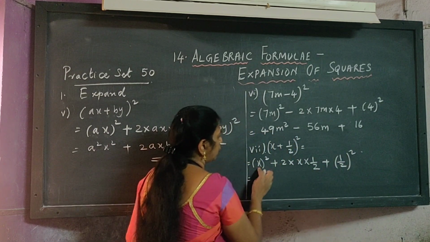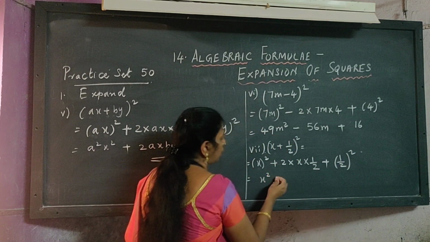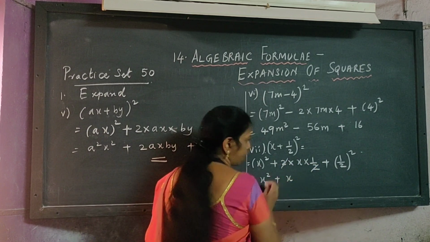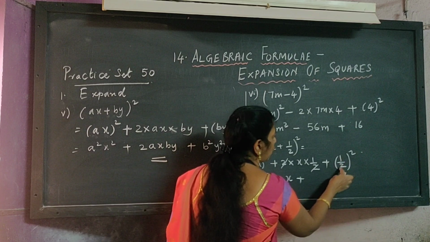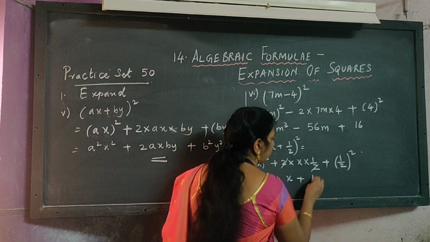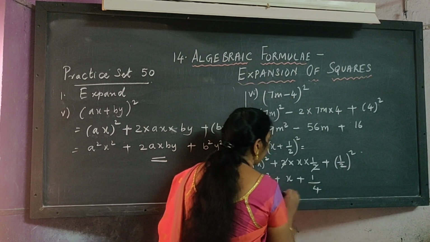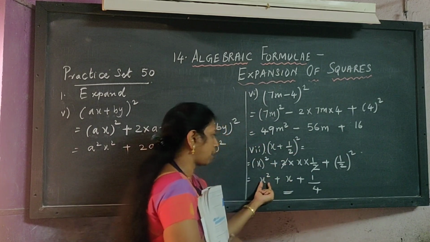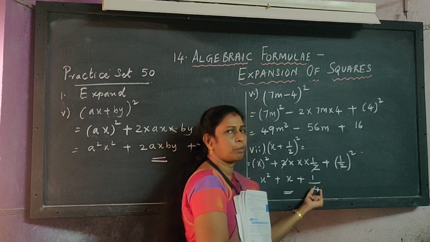Now x the whole square will become x square plus this 2 get cancelled. So you will get x plus 1 upon 2 the whole square will become 1 square will become 1, 2 square will become 4. So x plus half the whole square will become x square plus x plus 1 upon 4.